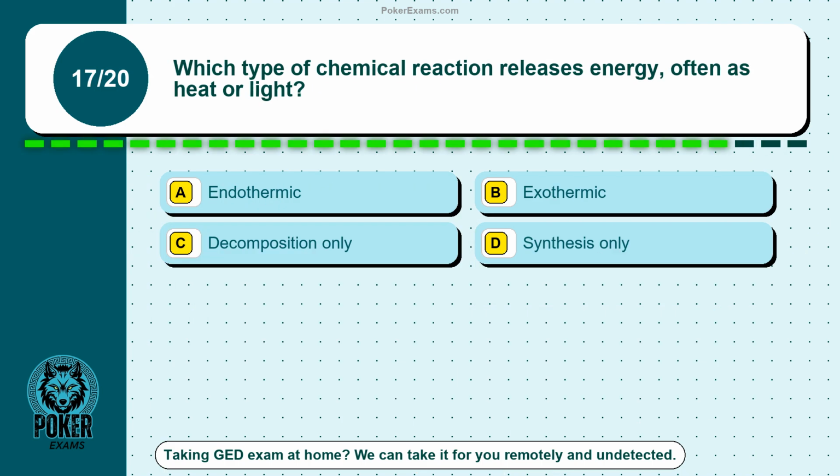Question 17. Which type of chemical reaction releases energy, often as heat or light? Option A. Endothermic. Option B. Exothermic. Option C. Decomposition only. Option D. Synthesis only.